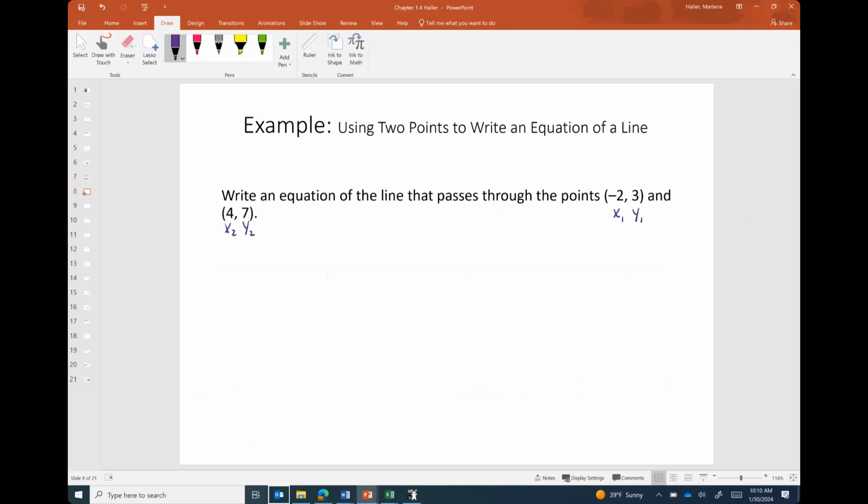So we'll call that one x2 and y2. Okay, so using our point slope form, we have y minus y1 equal to m times x minus x1.